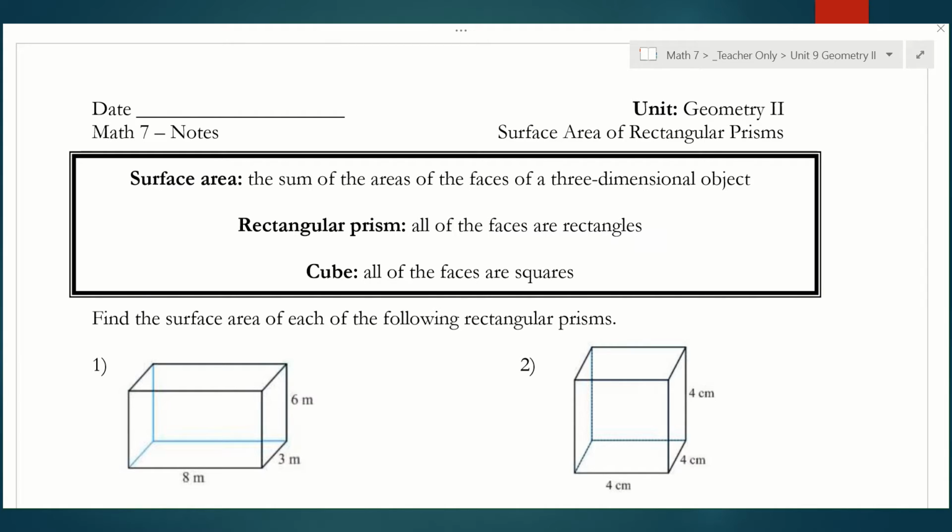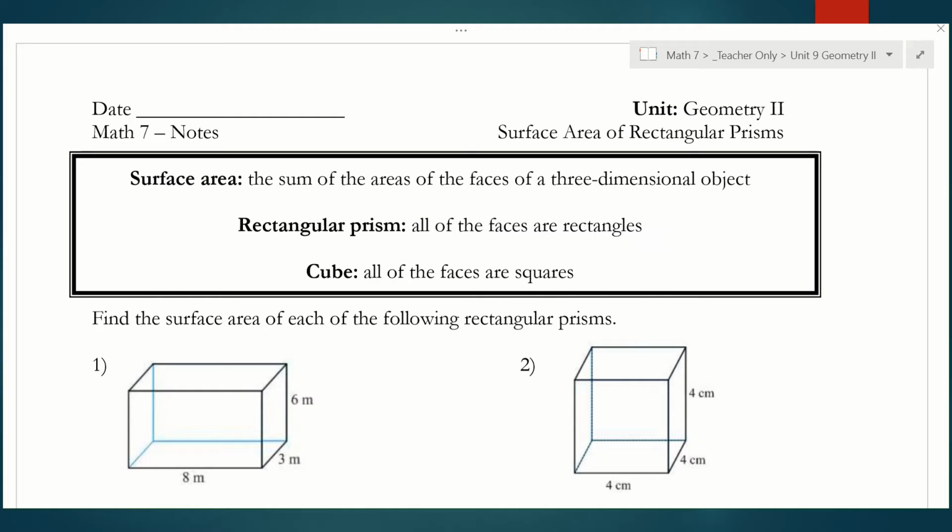And remember, area is a two-dimensional shape. How much space is inside a two-dimensional shape? Where surface area is how much area is needed to cover a three-dimensional shape. So that's the main difference between area and surface area: two-dimensional versus three-dimensional.